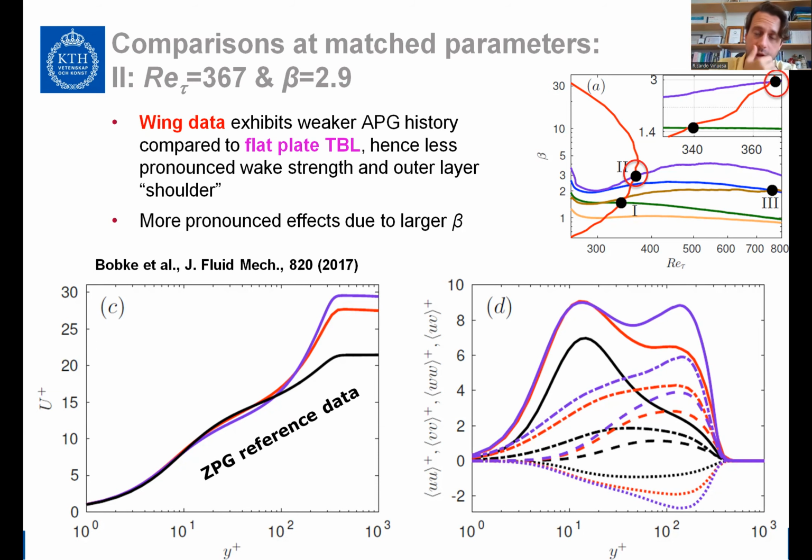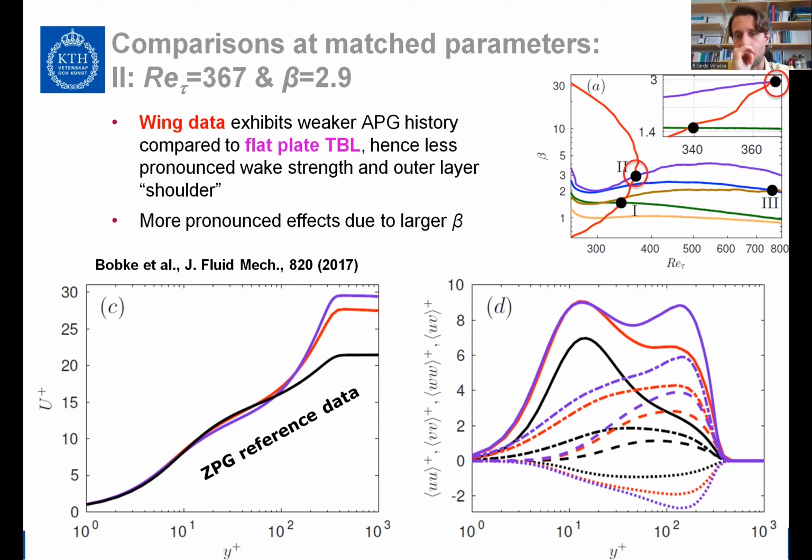And though both APGs exhibit a more prominent wake, which is as we expect, the purple line exhibits an even more prominent wake, which is something kind of interesting because the local friction Reynolds number and pressure gradient is the same in both cases.